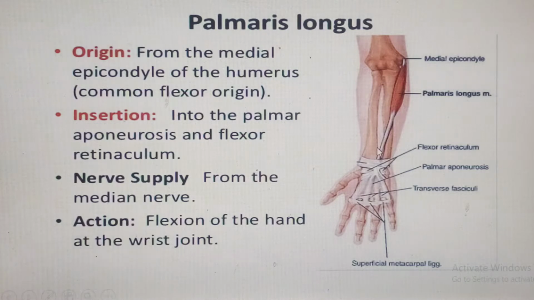Palmar aponeurosis, palmaris longus. It will be supplied by the median nerve. But of course, we know that giving passage to the ulnar nerve is the flexor carpi ulnaris, and therefore that one will be supplied by the ulnar nerve. So this one is supplied by the median nerve. Okay, so that is that one.